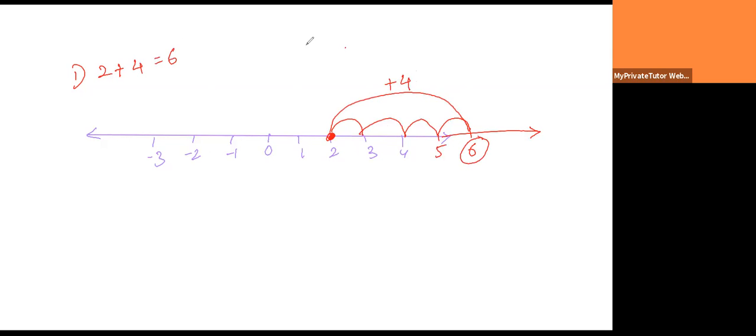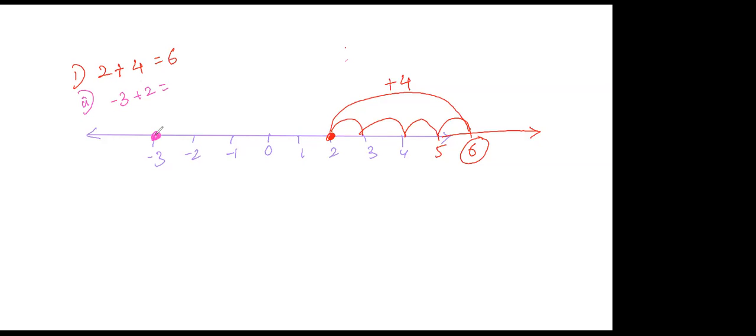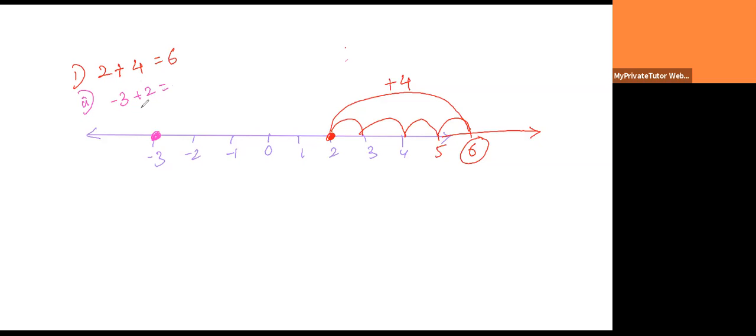Okay. So similarly, let's take one more example here. What is minus 3 plus 2? What is minus 3 plus 2? You might have an answer in your mind. Let's try. See, this is a minus 3, right? Plus 2. Is it minus 5? It is not minus 5. It is minus 1.